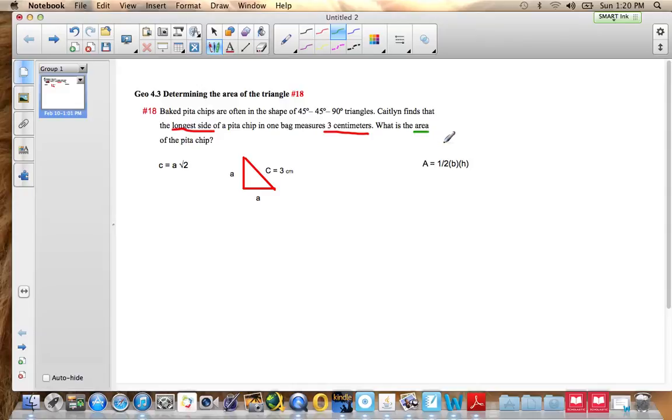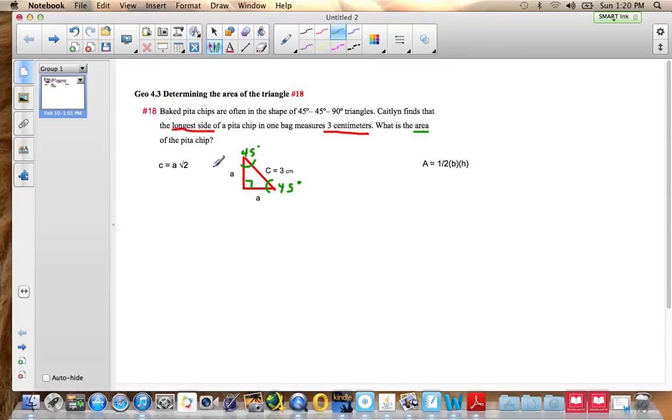And as we looked at before, the area is 1/2 base times height. So before I can determine the area, I have to find out what the base and what the height of that pita chip is. And in this case, we're calling it A. And we know the formula to solve for A, as long as our triangle is 45 degrees, 45 degrees, and 90 degrees, we're good here.